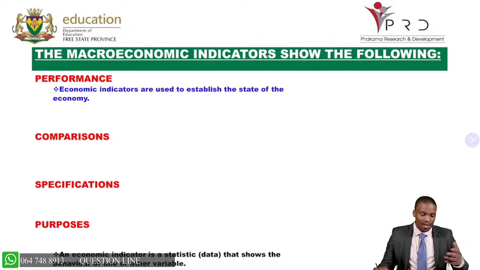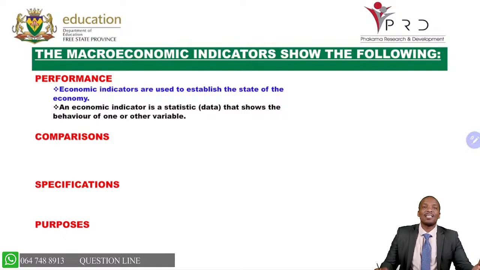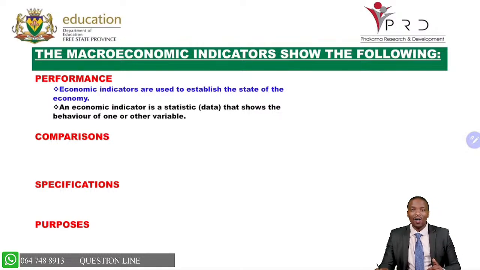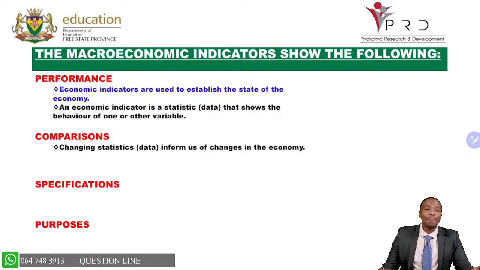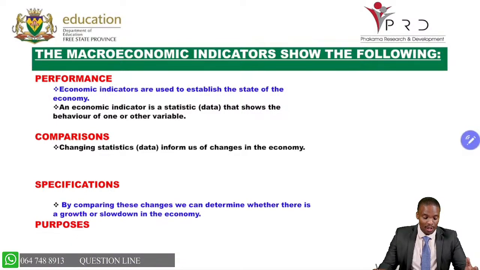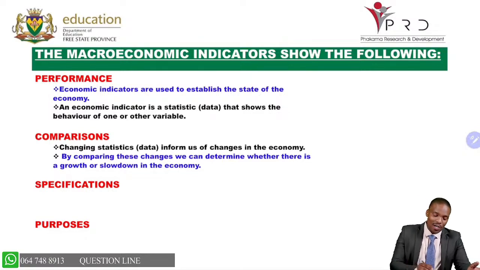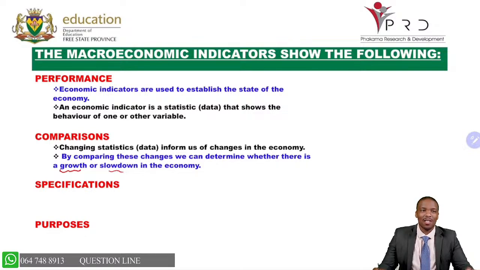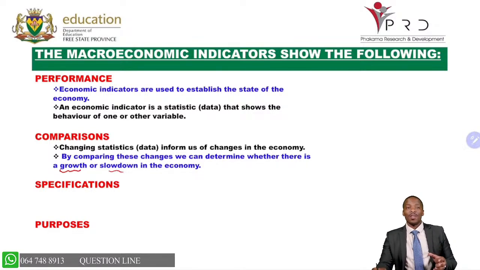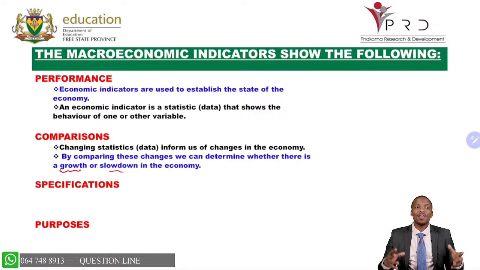Then, an economic indicator is a statistic or data that shows the behavior of one variable in terms of another. Like I'm mentioning, where we are now, where we are going, or where we were and where we are now. In terms of comparison, we are looking at the changes in statistics or changes in the economy. And by comparing these two, we can determine whether the economy is growing or there is a slowdown in the economy. Like you remember when I started the lesson, I said, take this economy as if it's a car that is moving.